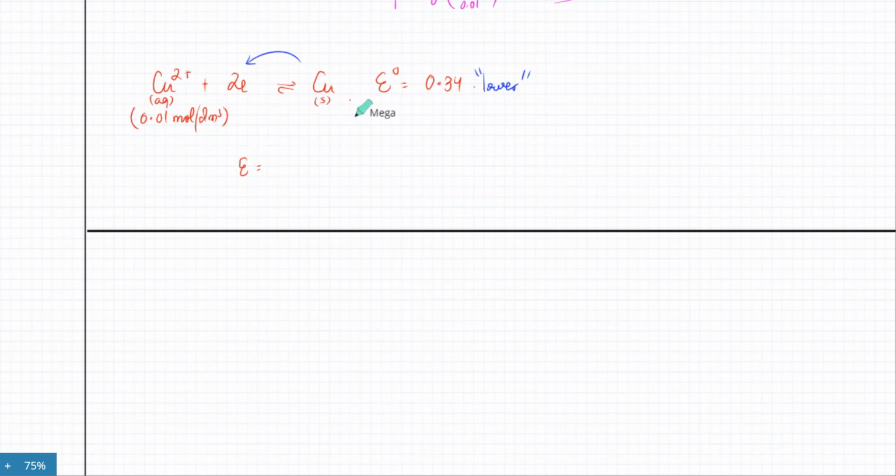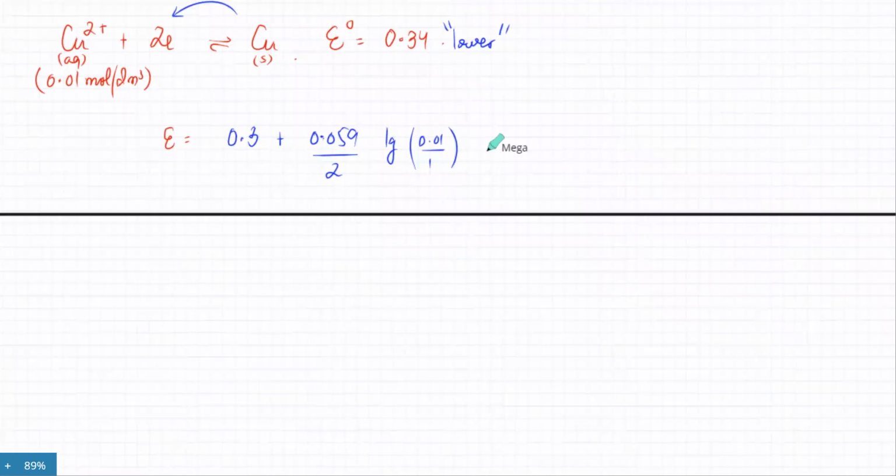So the new potential is the old potential, E0, which is 0.34, plus 0.059, which is a constant, divided by Z, which is the number of electrons, which is 2. And it's the log of oxidized species. Oxidized species is the one that is on the left-hand side. So it's copper 2+, and its concentration is given as 0.01, divided by the reduced species, which in this case is copper, which is a solid. And solids have a concentration of 1. So that would be taken as 1. It's going to be taken as a constant. And you're going to take the log for this. And it's not 0.3, it's actually 0.34.